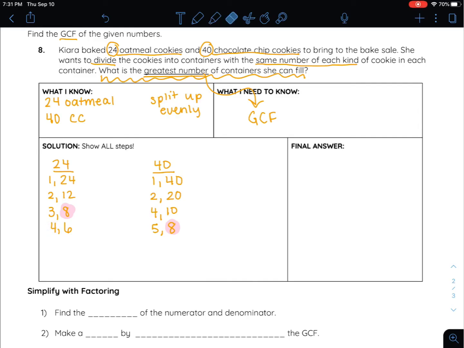So remember, it's GCF, so we have to change that. It's actually going to be 8. So the greatest number of containers she can fill is 8. What does this really mean? Well, it means that she's going to have 8 containers, okay? Each container is going to have 3 of the oatmeal cookies, and each container is going to have 5 of the chocolate chip cookies.